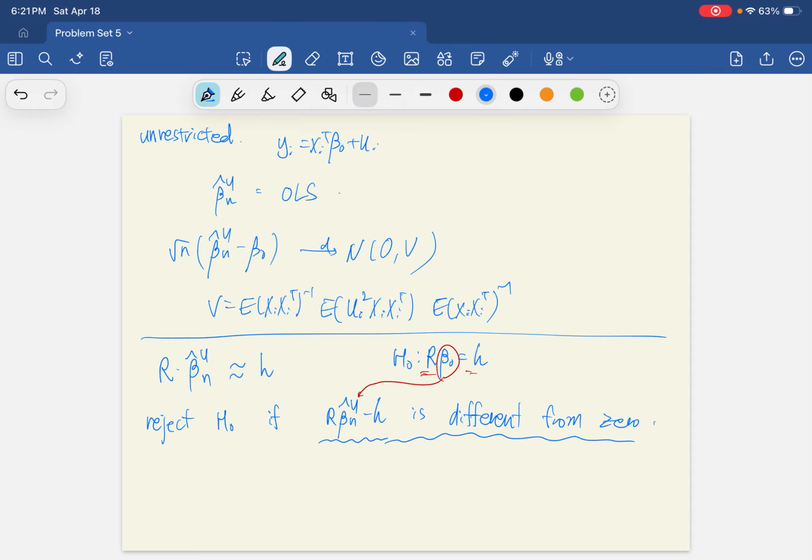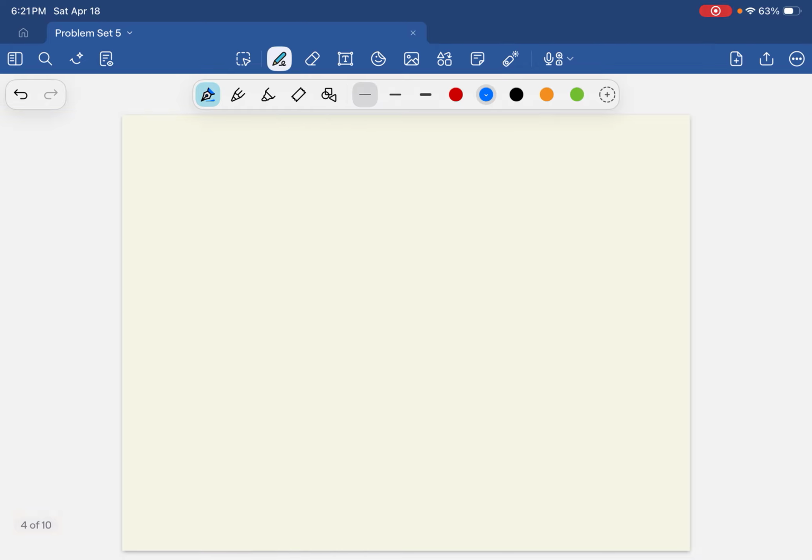So this is about the distance, the difference from 0. We need the distance of this guy from 0. That is our idea.